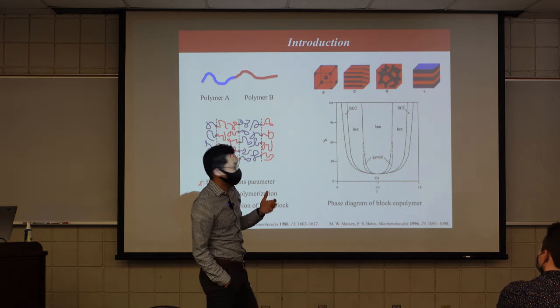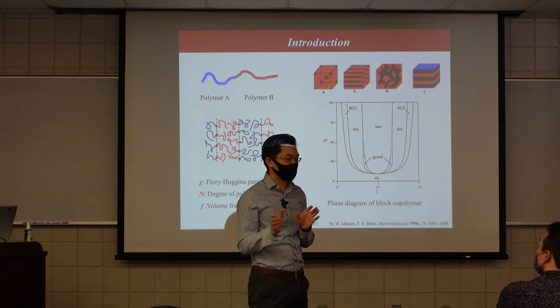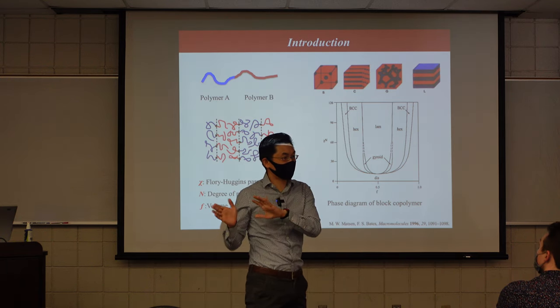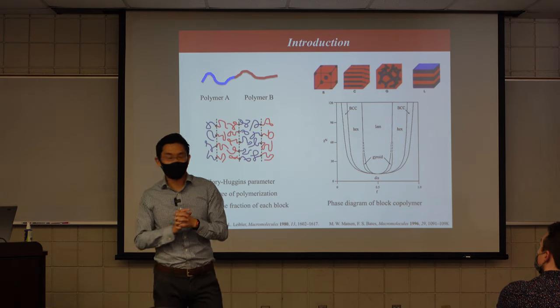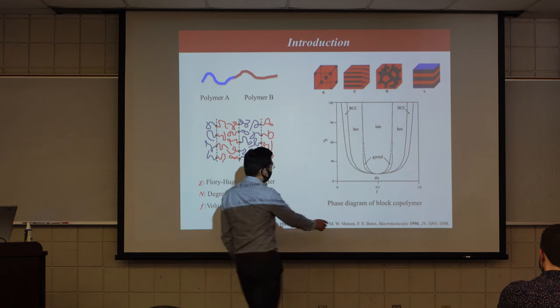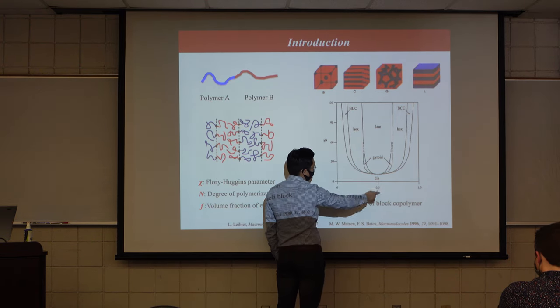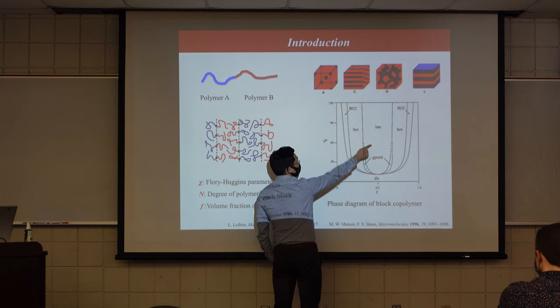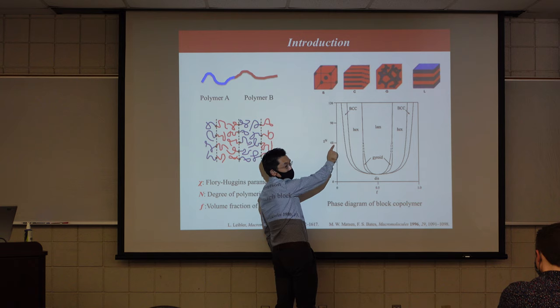The other thing that you can play with in a block polymer is the relative block length. You can have one block longer than the other. In that scenario, you can change the f value. Okay, now let's think about another scenario. We went up and down in the phase diagram from disorder to lamellar state. Let's keep chi N at 60.